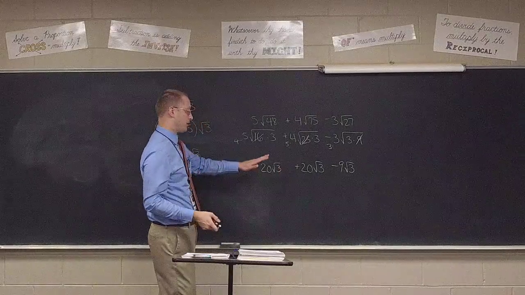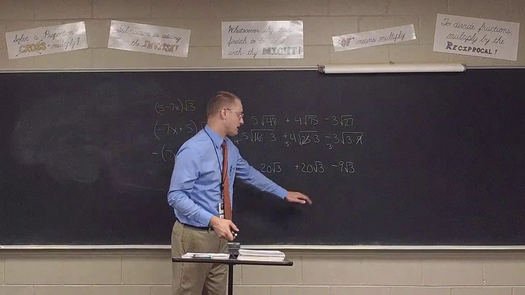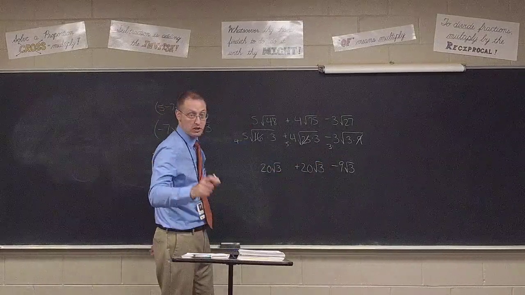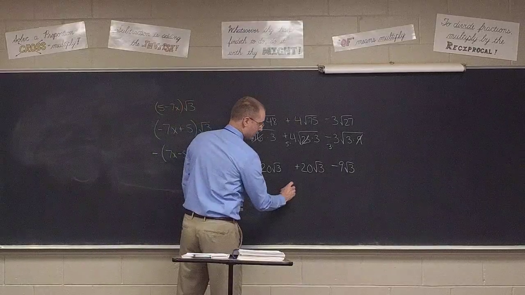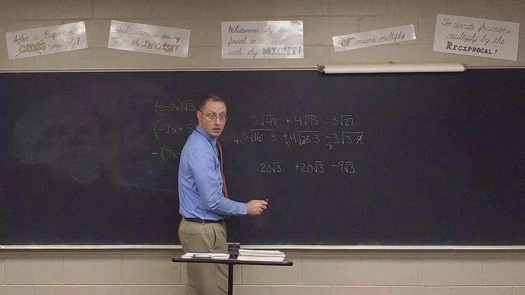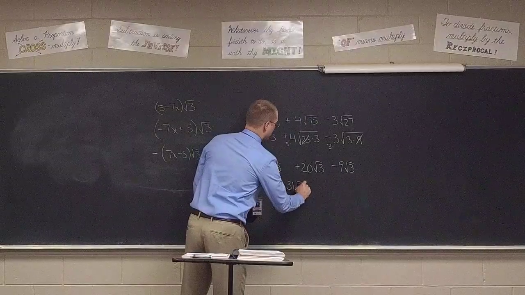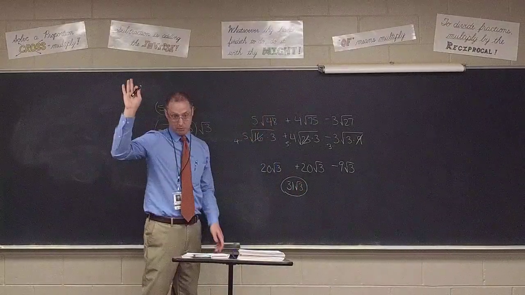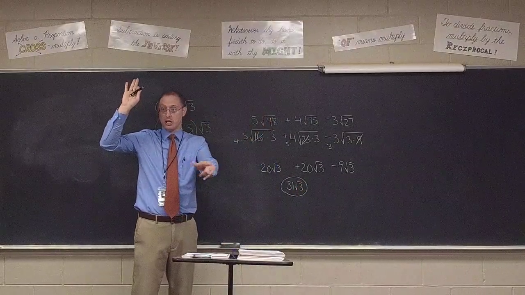And now we can add them together. 20 times the square root of 3 plus another 20 times the square root of 3 minus 9 times the square root of 3 should have given us 31 times the square root of 3. How many had this answer? I'm guessing Noah did not. You did. Good question.